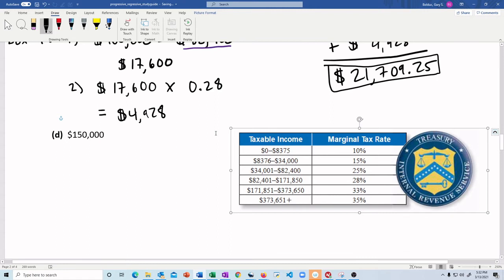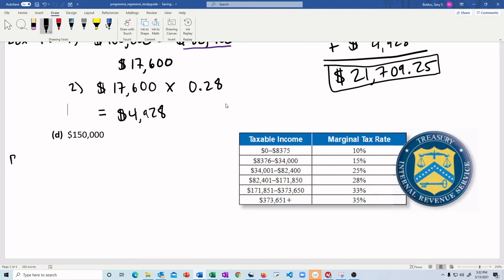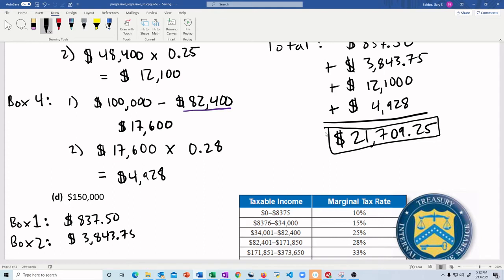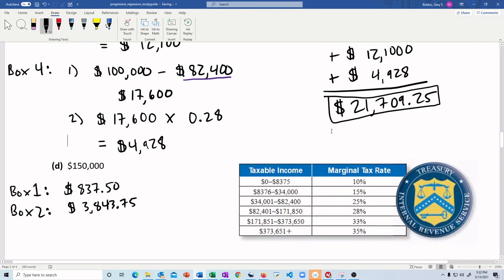Okay, how does this work? Well, it starts off very similar. Box 1. Again, remember, every person pays the same amount for box 1, $837.50. Box 2. I fill up box 2. Everyone pays the same amount if you fill up box 2 on that chunk of your money. Box 3. I fill up box 3, so I'm going to pay the same amount as the previous person on that income that fits into box 3.